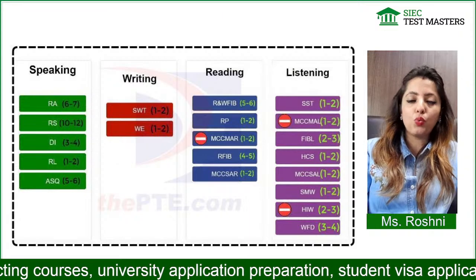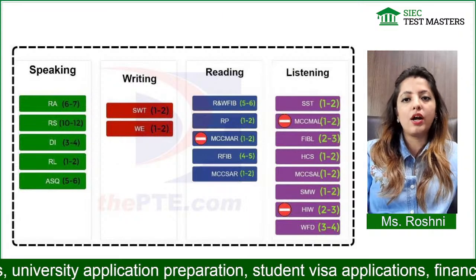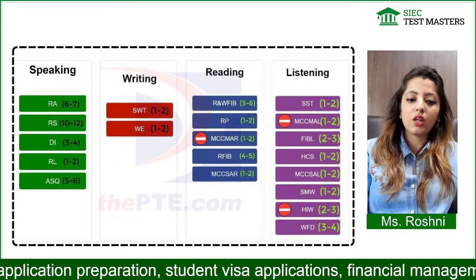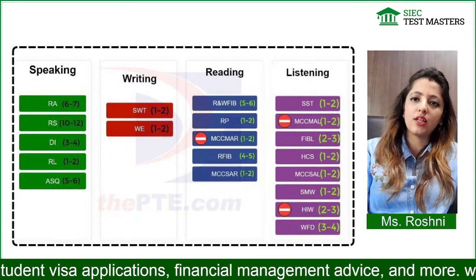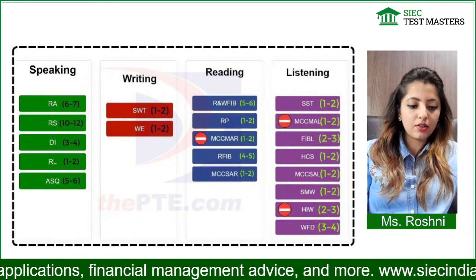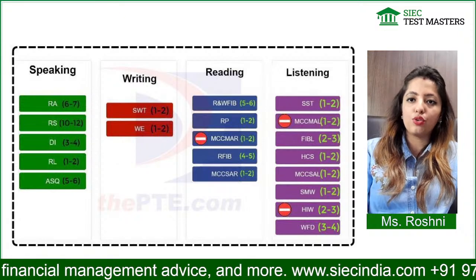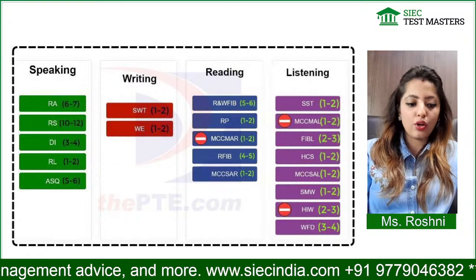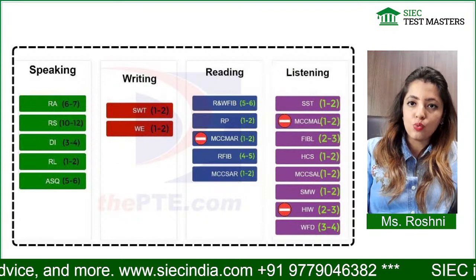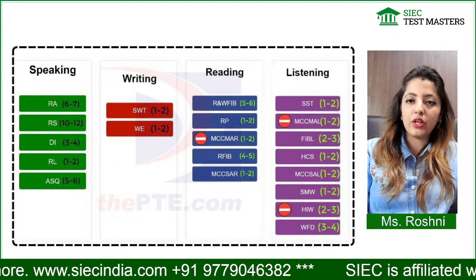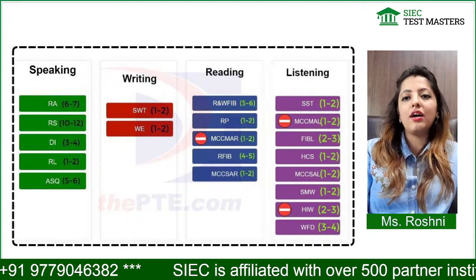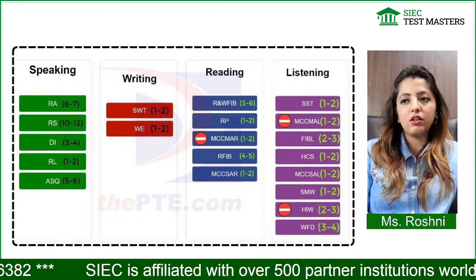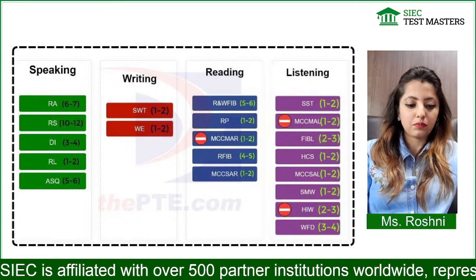Moving to the third module, which is your reading module, divided into 5 question types. The first one is reading and writing fill in the blanks, which is around 5 to 6 in frequency. Next comes reorder paragraphs, which is 1 to 2, followed by multiple choice, multiple answers, 1 to 2. Next comes your very important question type, reading fill in the blanks, around 4 to 5. And the last one is multiple choice, single answer, which is mostly only 1.